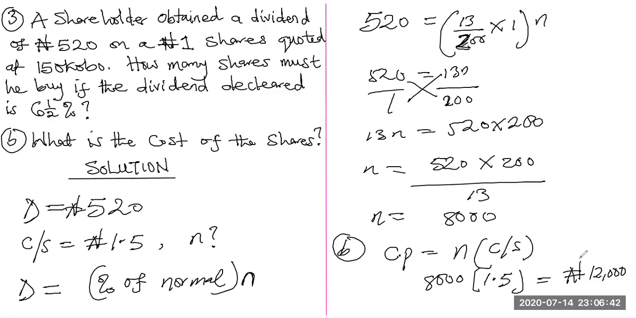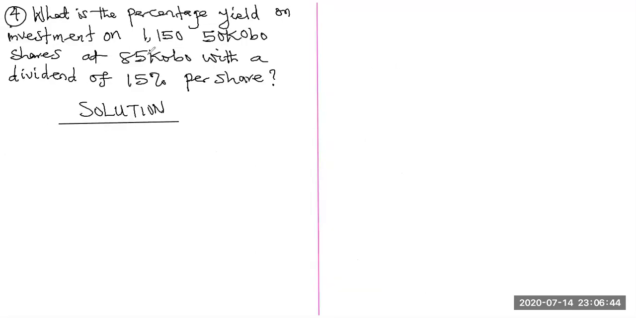Question 4. It says, what is the percentage yield, that is the rate on investment, on 1,150 50 kobo shares at 85 kobo with a dividend of 15%. Alright, so that's the question. So what do we do here? Just define your yield. Our yield is equal to our dividend over cost price, or over investment, multiplied by 100. So inside this formula you need to find your dividend and your cost price. That is the implication, because our ultimate goal is to find the yield.